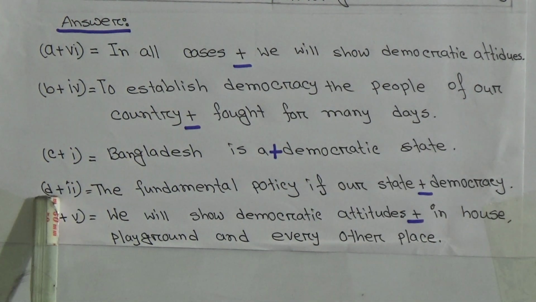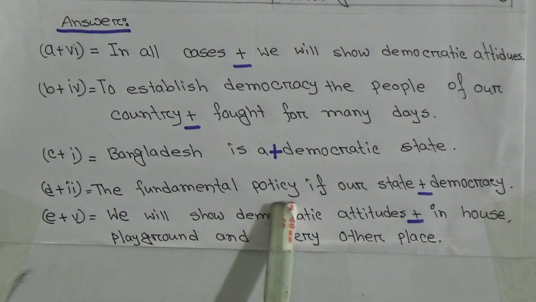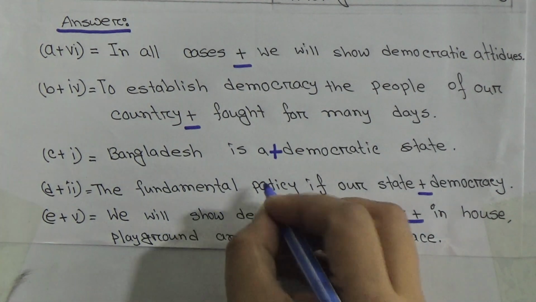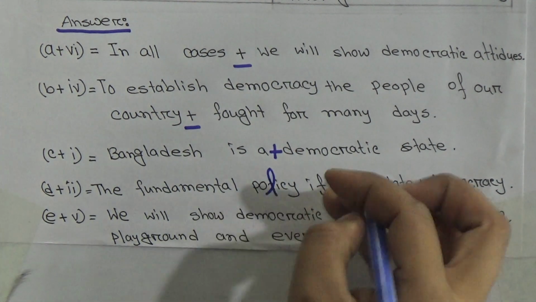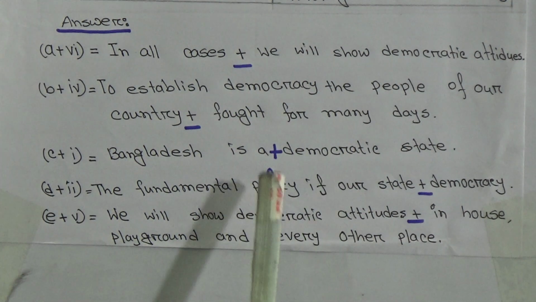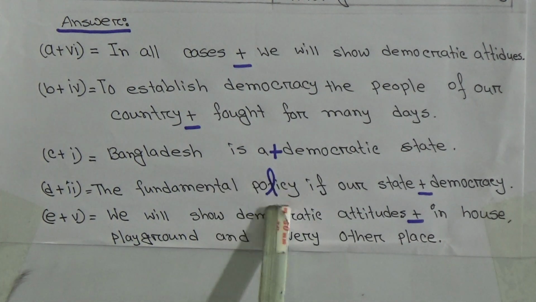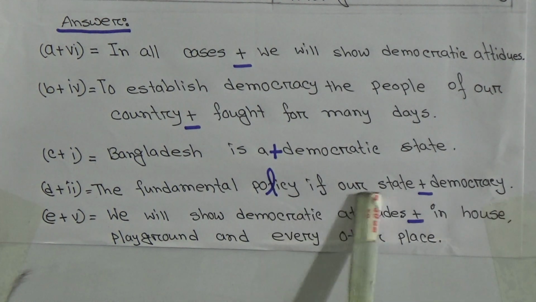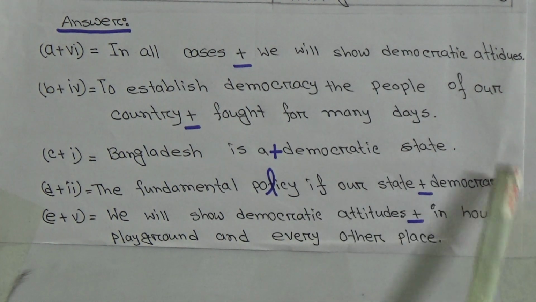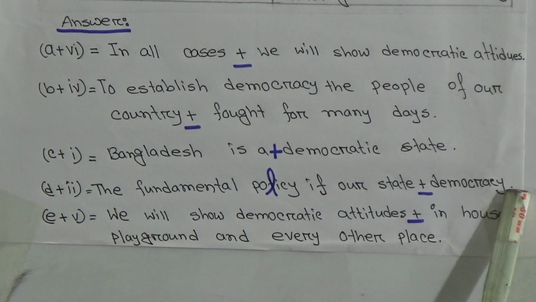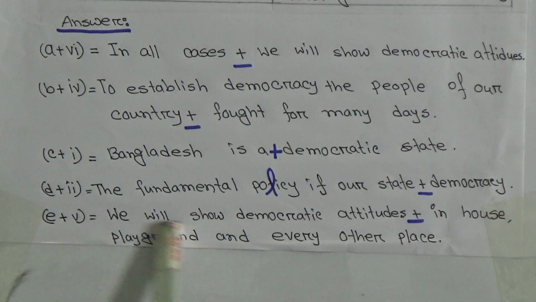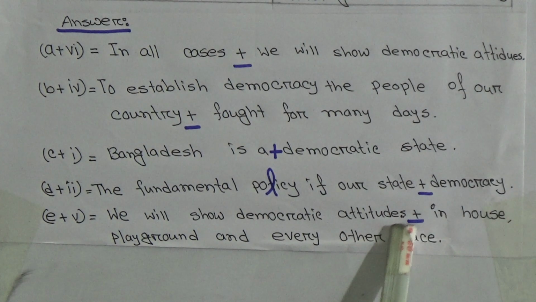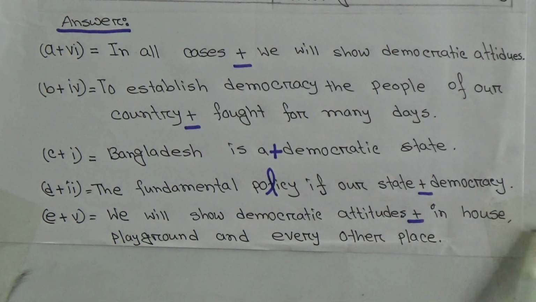Then number D plus 2, the fundamental policy. Here is the policy, okay? P-O-L-I-C-Y. The fundamental policy of our state, democracy. So you put this full stop. Then E plus 5, we will show democratic attitude. Then plus, in our house, playground, and every other place. So this is our answer writing pattern.